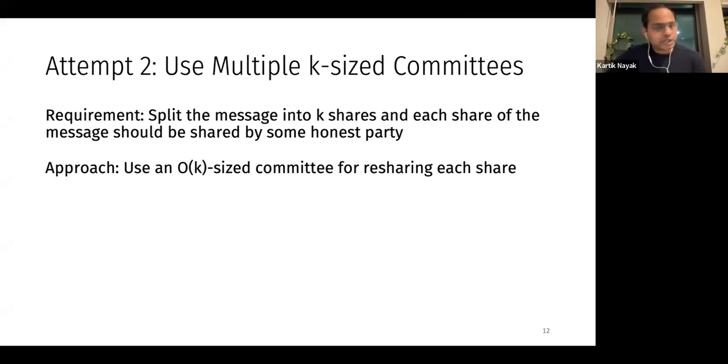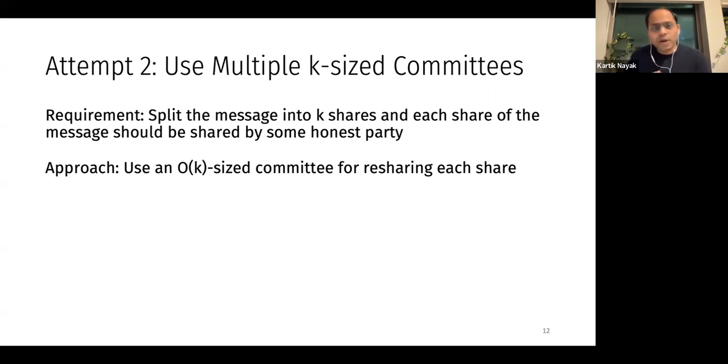One approach to actually achieving this is to use a kappa-sized committee for resharing each share. The intuition behind a kappa-sized committee is the following: you want some honest party to reshare a share, and if you elect a kappa-sized committee, hopefully one of these parties is going to be honest, and the reshare will be successful.